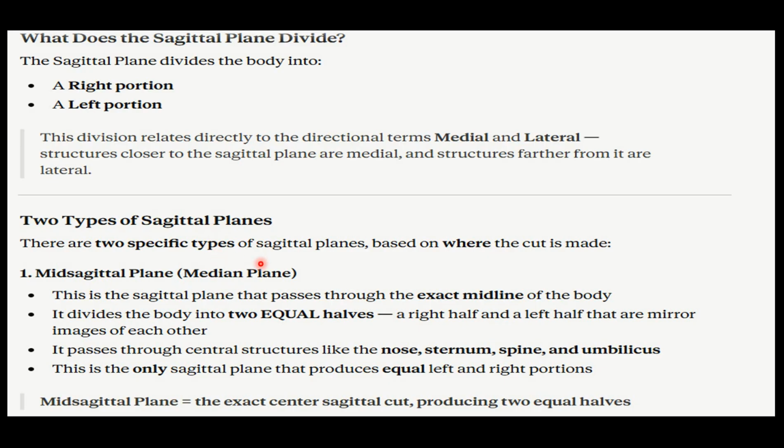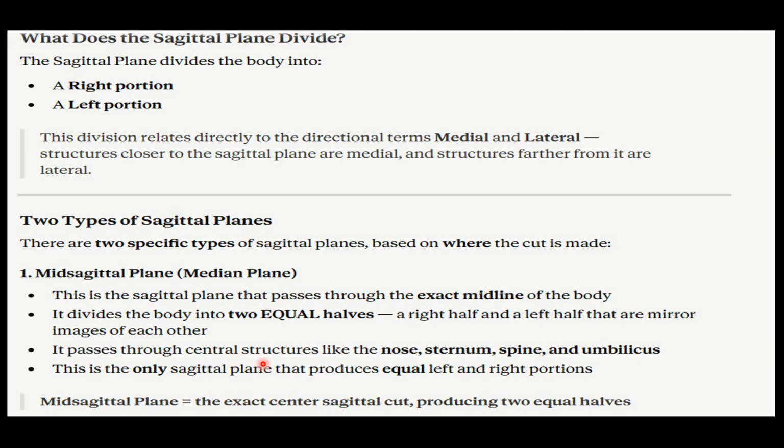There are two specific types of sagittal plane based on where the cut is made. The first is the mid-sagittal plane, that is the median plane. This is the sagittal plane that passes through the exact midline of the body. It divides the body into two equal halves, a right half and a left half, that are mirror images of each other.